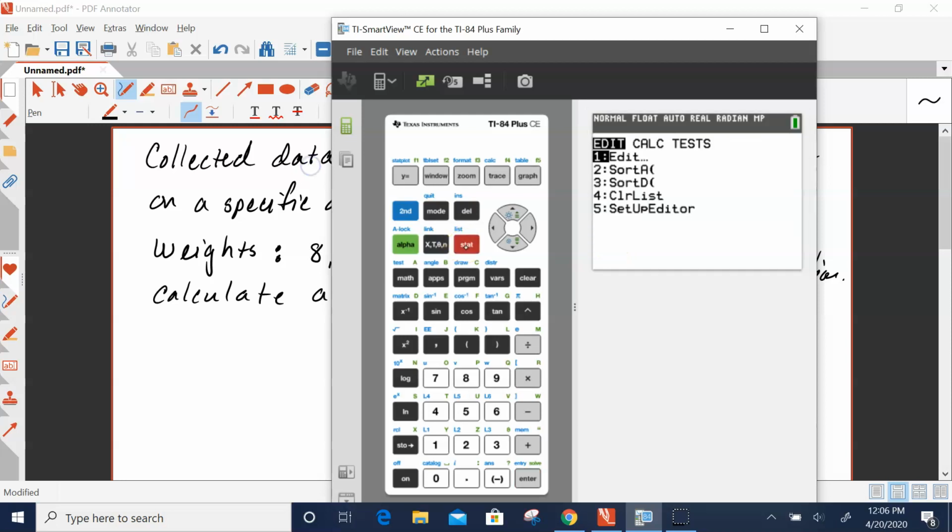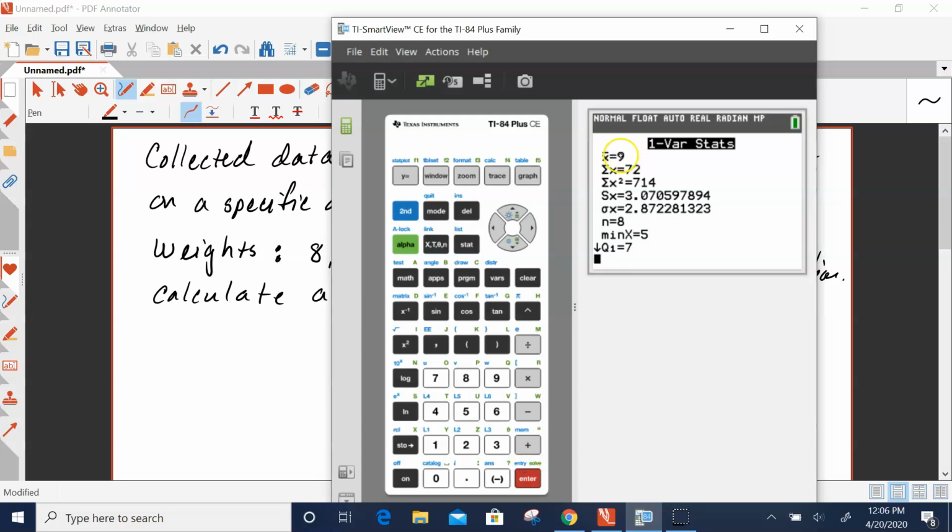We're going to go back to stat and go over to the right under calculate and press enter on one variable stats. In this list, it should say L1, and we don't need anything in the other places, so we'll just press enter, enter, and enter. And what this gives you is your X bar. So our average weight was 9 pounds. And we get our standard deviation. We want the sample standard deviation, the SX value there.